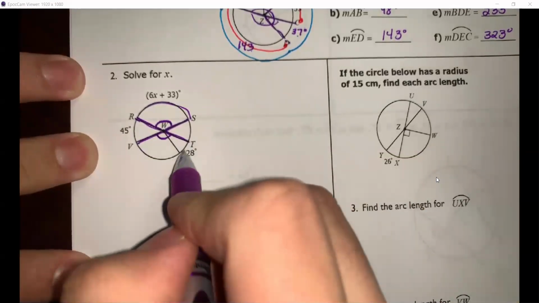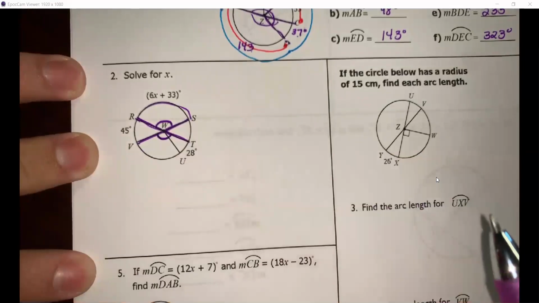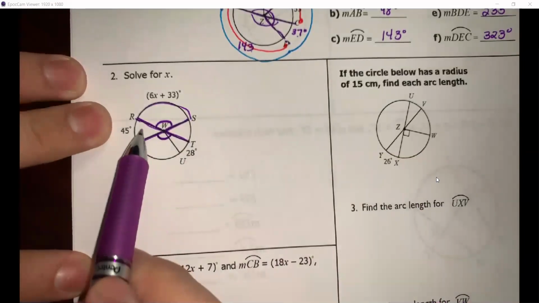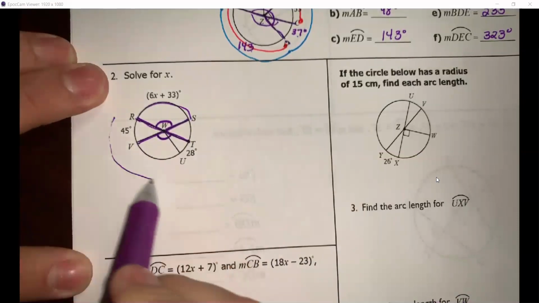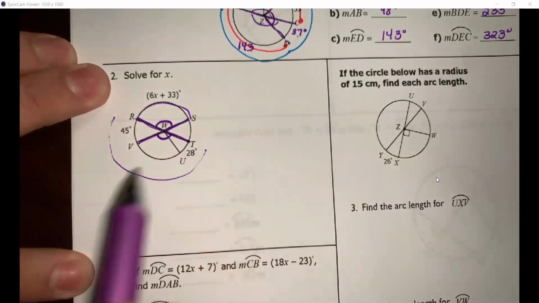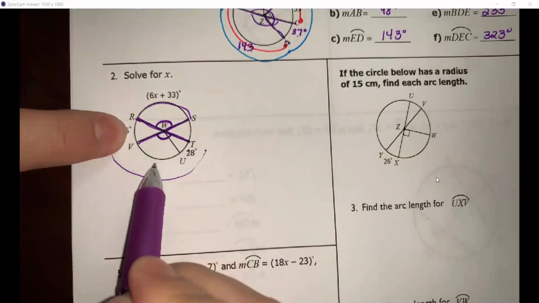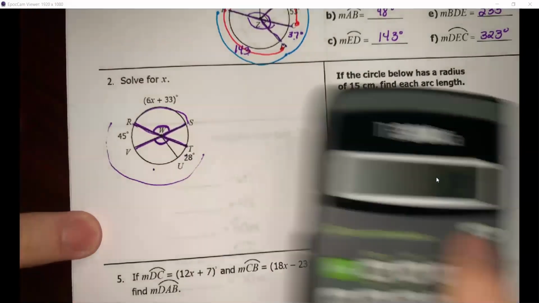So really, I would need to know what the measure of this angle is right there. Well, luckily, I know that a straight line equals 180 degrees. So from here to here, we know that that's 180. So if I have those two angles right here, the missing angle would be 180 minus those two angles.